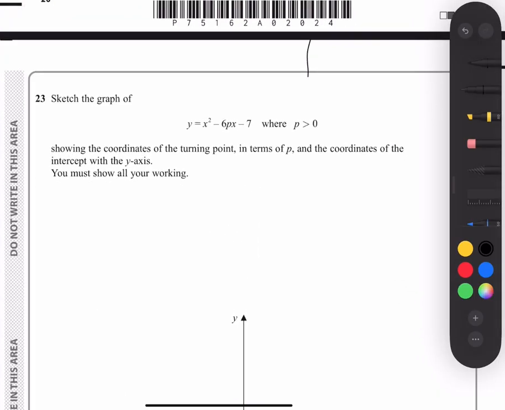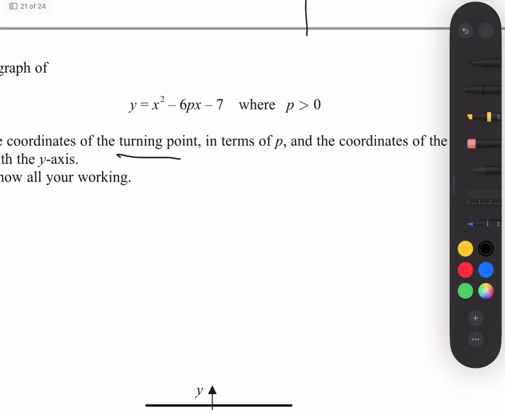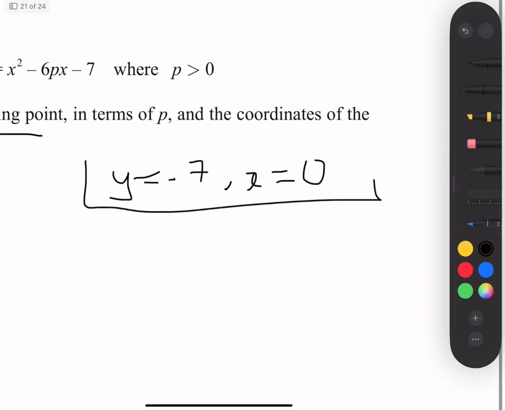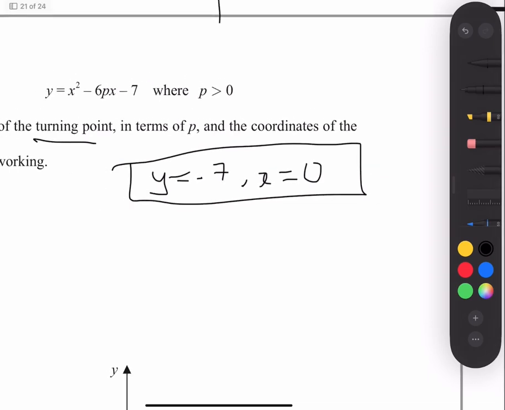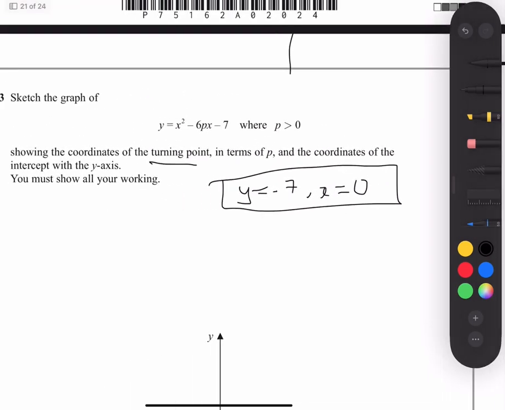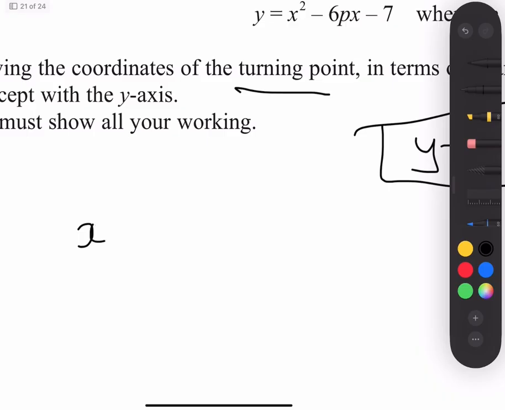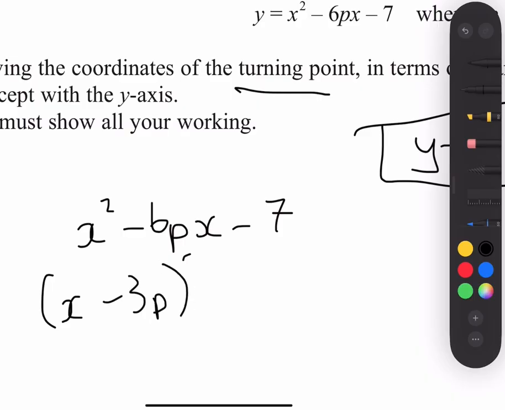The first thing we need to find out is the turning point and the coordinates of the intercept with the y-axis. When we cross the y-axis, x is 0, which means y equals minus 7. That's one point we need on the graph. The other point is the turning point. To find the turning point, we complete the square. So x squared minus 6px minus 7. Completing the square, we get (x minus 3p) squared minus 9p squared minus 7.